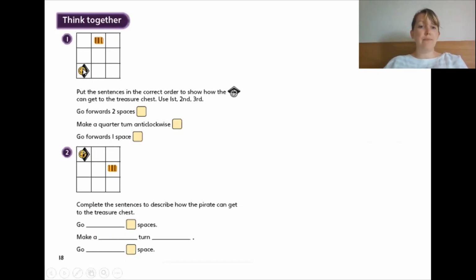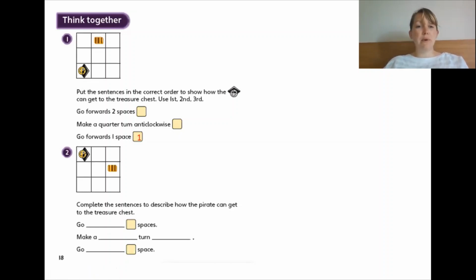So I know if he goes forward 2 spaces, he's going to end up here, and that's too far. If we turn him first, so he's facing this way, and then he's got to go forward, that again isn't going to work. So I know that the correct answer first is go forwards 1 space. Once that has happened, my pirate is going to turn up here.